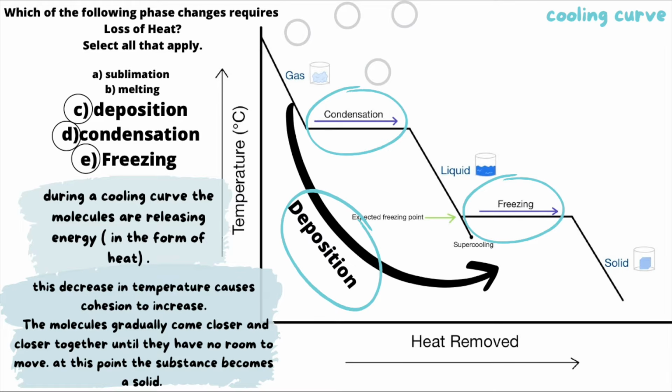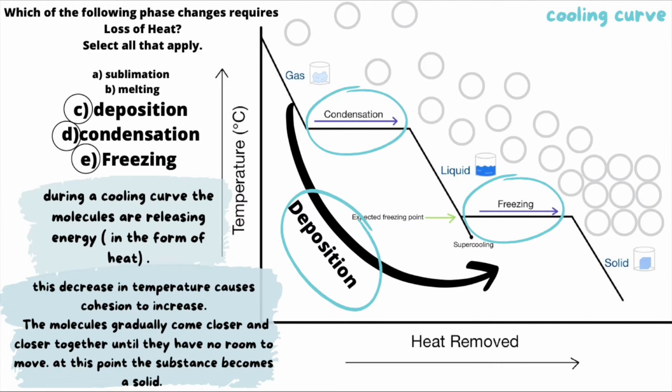Here's a supporting image of what molecules would look like as they transition from a gas to a liquid and a liquid to a solid. Notice that in a gas, the molecules are spread apart more. Then as they go to a liquid, they come closer together, meaning cohesion increases, right? Cohesion is like that glue that glues the molecules together. And then as they go from a liquid to a solid, cohesion is increasing even more. So the molecules are coming even closer together.